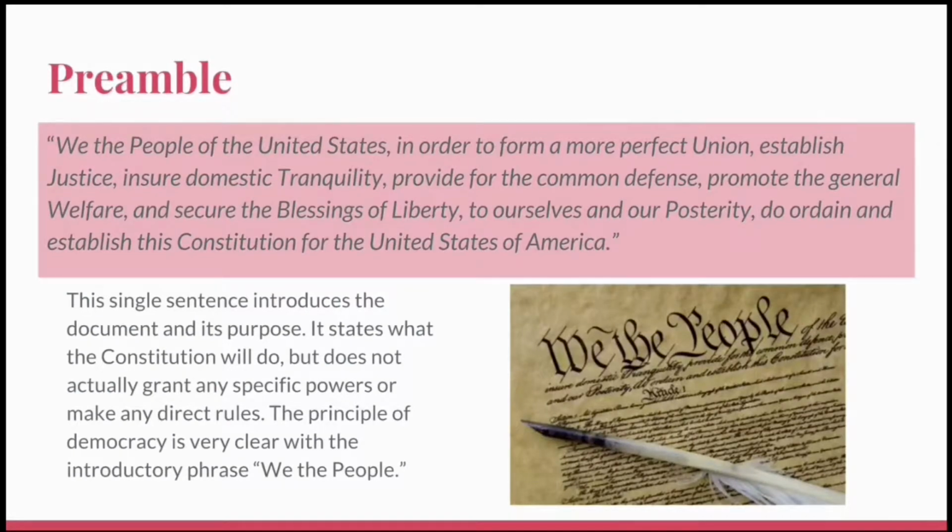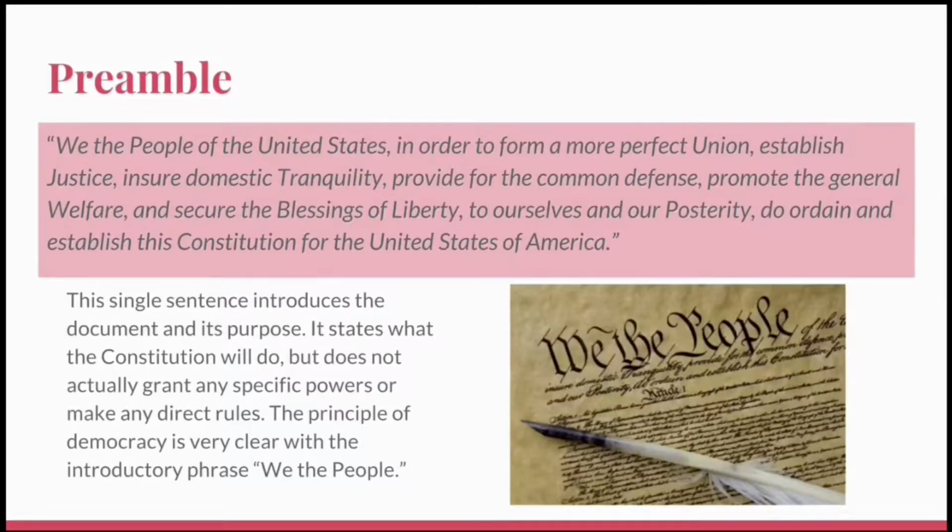The Preamble is the famous part that you all know. We, the people of the United States, in order to form a more perfect union, establish justice, ensure domestic tranquility, provide for the common defense, promote the general welfare, and secure the blessings of liberty to ourselves and our posterity, do ordain and establish the Constitution for the United States of America. This is one very long sentence that introduces the document and its purpose. It states what the Constitution will do, but does not actually grant any specific powers or make any direct rules.